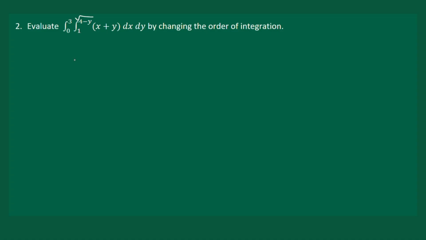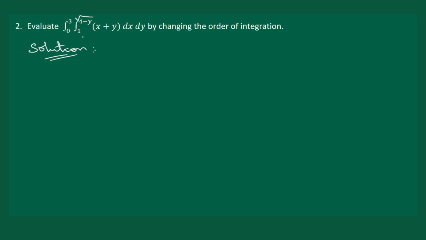Now let us see the second question. Evaluate the double integral over 0 to 3 and 1 to root of 4 minus y, x plus y dx dy, by changing the order of integration. So here as usual we have to write the limits as equations.